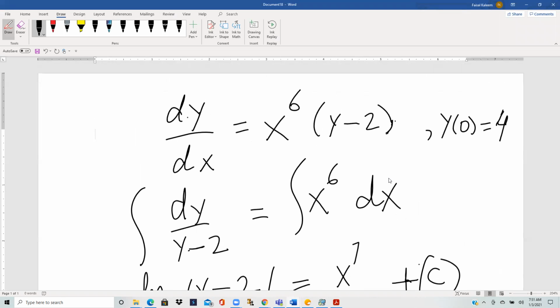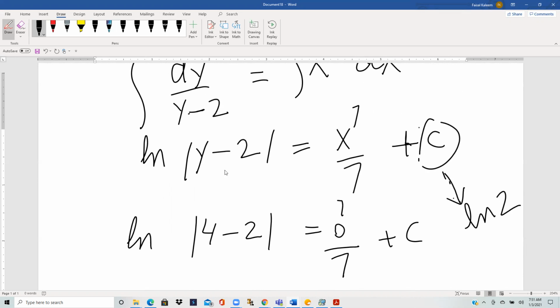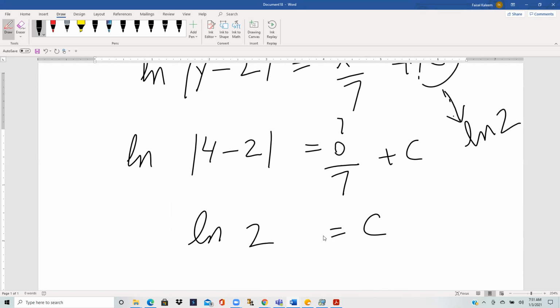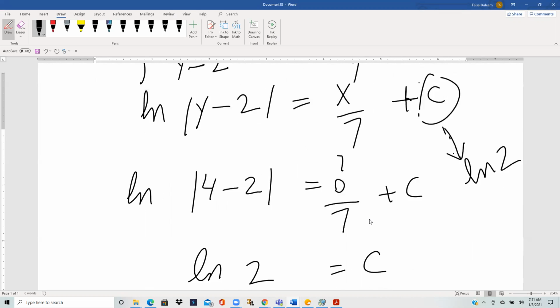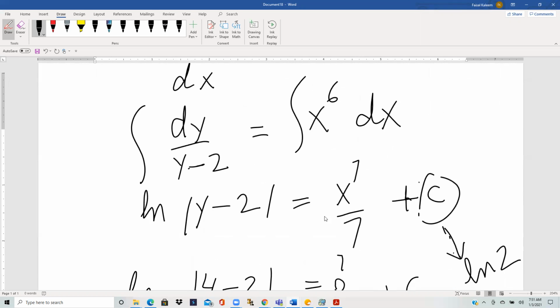And now we use the initial condition to get c. y(0) is equal to 4. That means x is 0 and y is 4. So substitute y is 4 and x is 0 in this equation. So ln of |4 minus 2| equals 0 to the power 7 over 7 plus c. And ln 2 is equal to c. So c will be replaced here by ln 2. And therefore we get ln |y minus 2| equals x to the 7 over 7 plus ln 2.